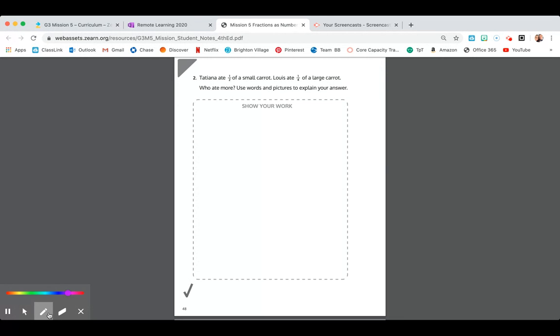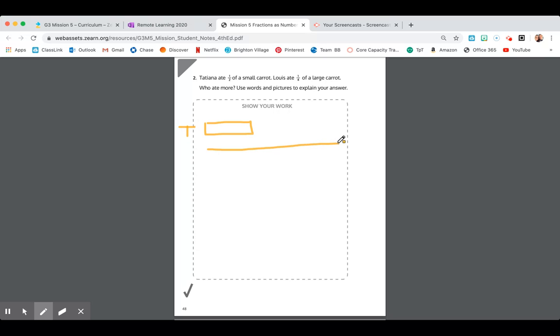Number 2 says, Tatiana ate 1/2 of a small carrot. Louis ate 1/4 of a large carrot. Who ate more? Use words and pictures to explain your answer. So I changed my color to orange because it helps me visualize. So this is going to be Tatiana's carrot.